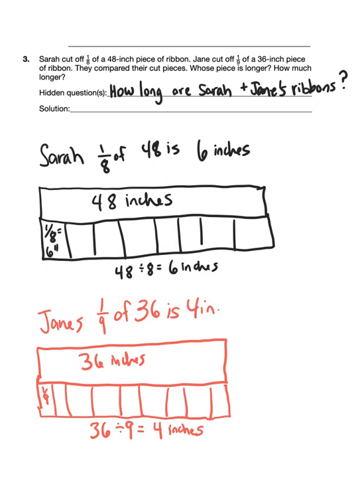So to answer the question, Sarah's ribbon is longer, and it's 2 inches longer than Jane's. Since Sarah's ribbon is 6 inches and Jane's ribbon is 4 inches, 6 minus 4 is 2 inches. That's the difference between them.